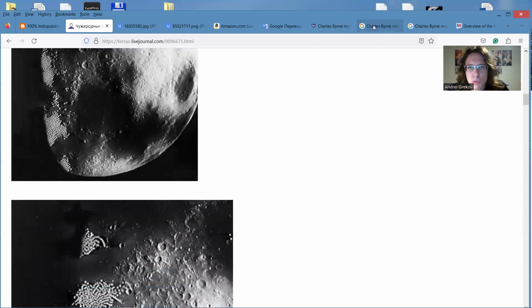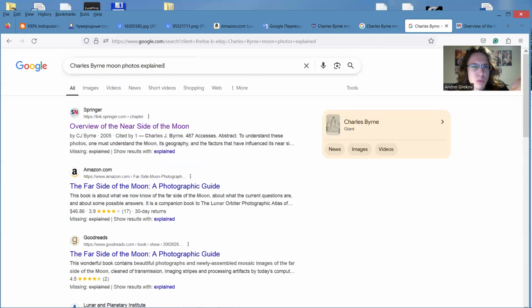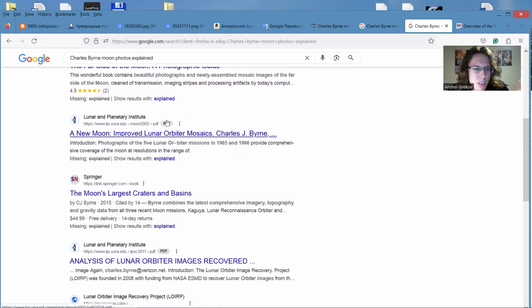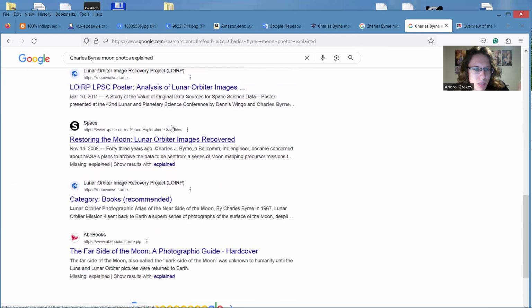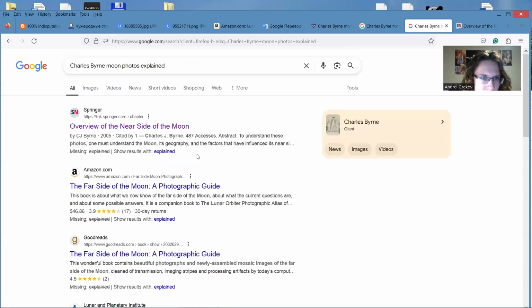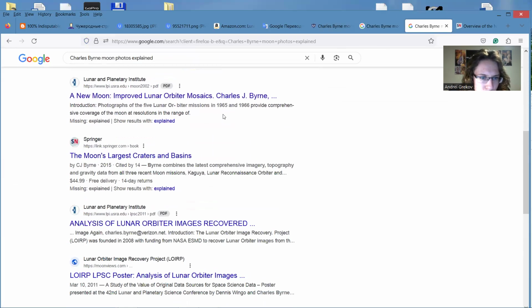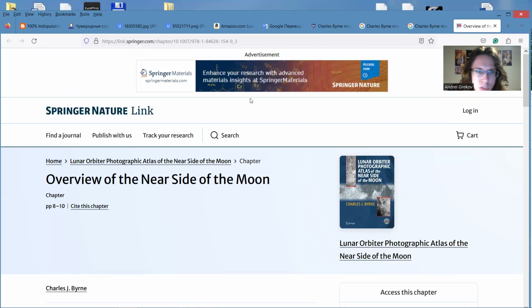I tried to look up something like "Charles Byrne moon photos explained." The only thing I found is basically here. It's either reviews of this or his own comments in the paper. Yeah, that's a paper, an overview of the near side of the moon, published in this journal.